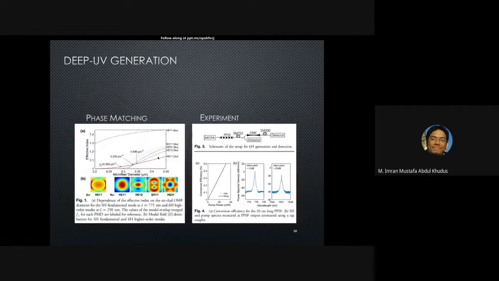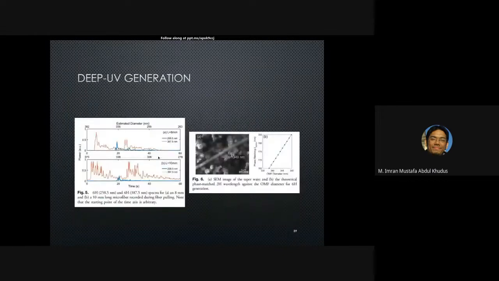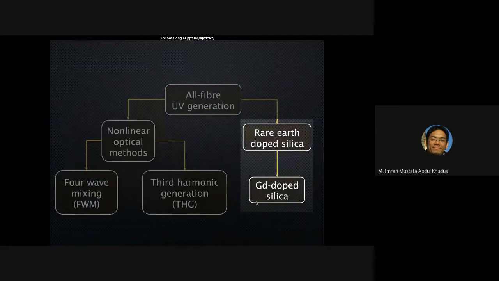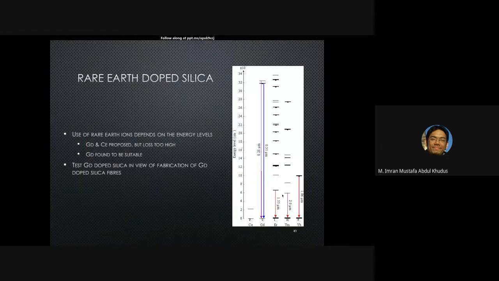While we were doing that, we were also looking at gadolinium doped fibers, because there were issues with the third harmonic. So we looked at gadolinium doped fiber, and the reason we looked at gadolinium is because it can lase, as it were, at 0.31.